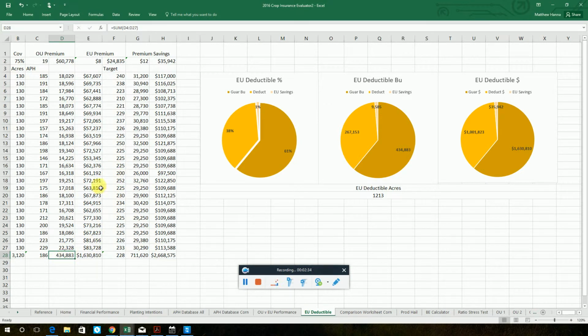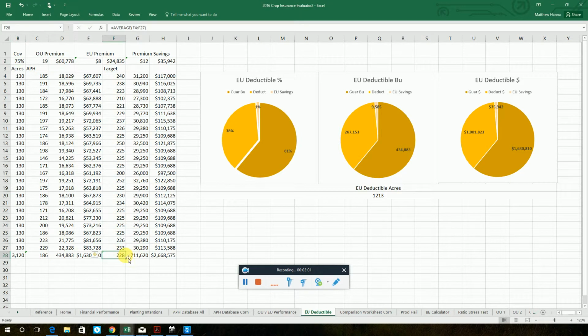Now, this is based on our APH, and this is based on a 75% coverage level. Okay, we can play with coverage levels as well. It all works the same. We're just talking about different deductible levels. Okay, so now we all know that our APH is not the yield capacity of that field. Our APHs are beat up by losses, right? We've got hail, we've got drought. A couple of years ago, we had a late wind.